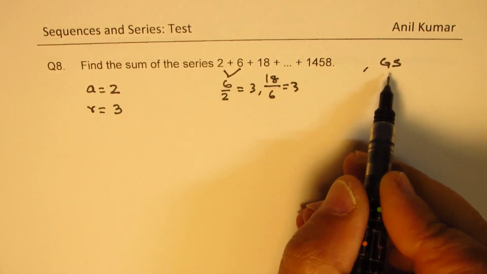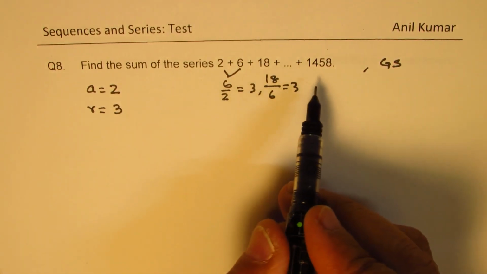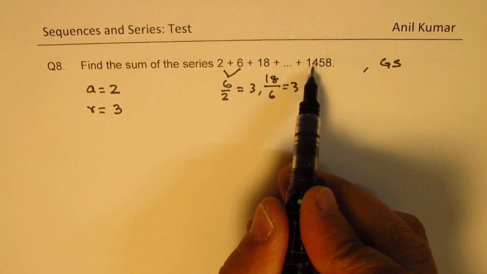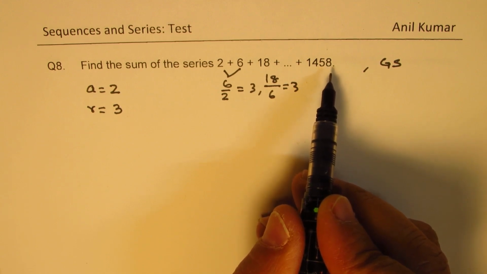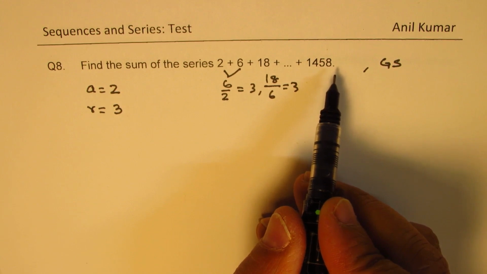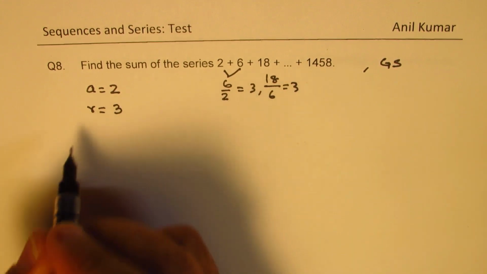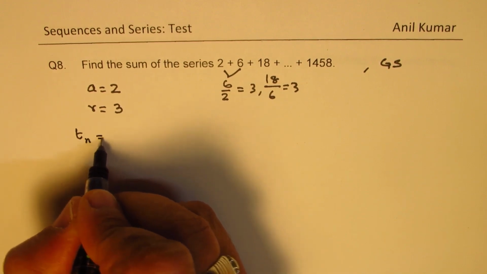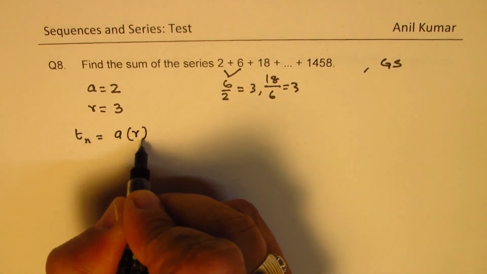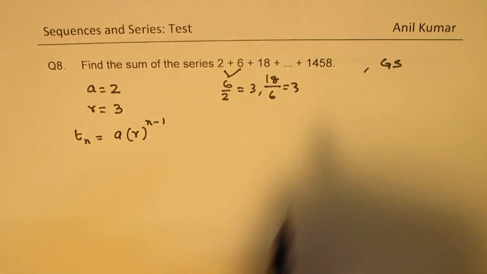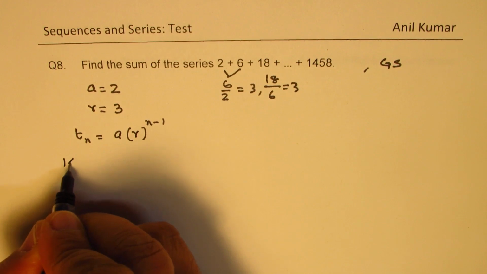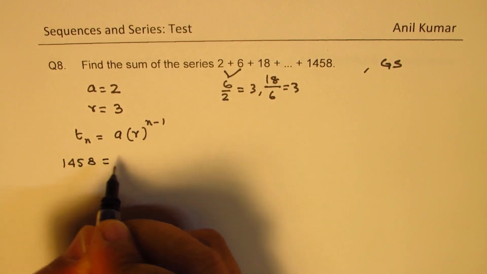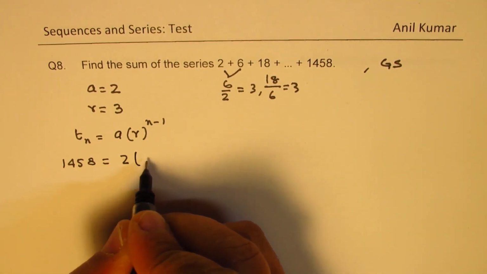So we are assuming this to be a geometric series. Now we need to find the term number. In a geometric series, to find the term number, we have the formula for the general term: Tn is equal to A times R to the power of n minus 1. Now the nth term is given to us as 1458, A is 2 for us and R is 3.